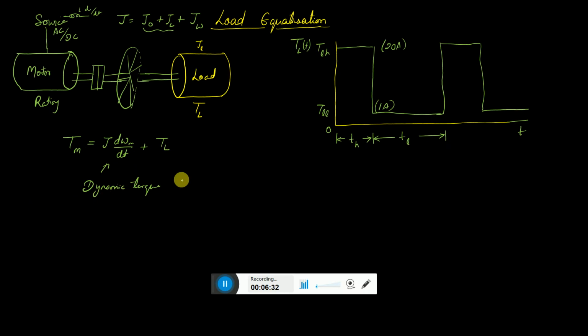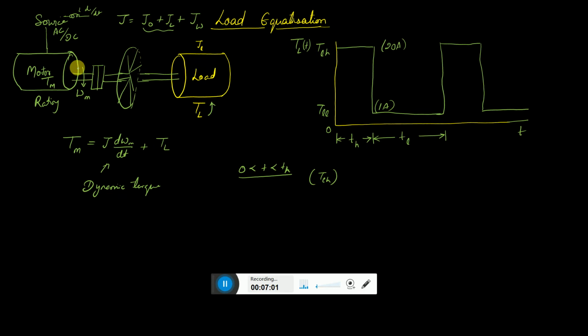Let us say there is suddenly a heavy load from 0 to TH. There is a sudden rise in the load. The load requirement is TLH. Now this heavy load will obviously try to decrease the speed. The motor is having a motor torque Tm, running at omega m, and load torque TL. So suddenly the torque requirement is TLH.